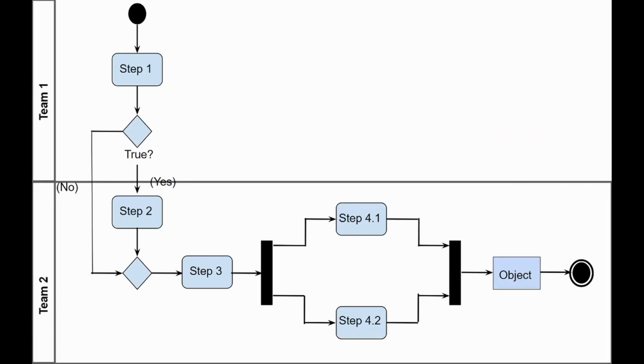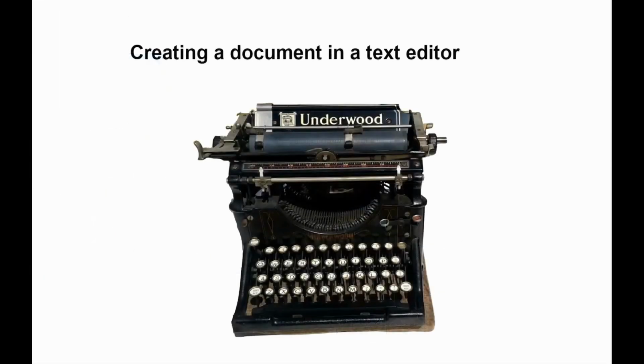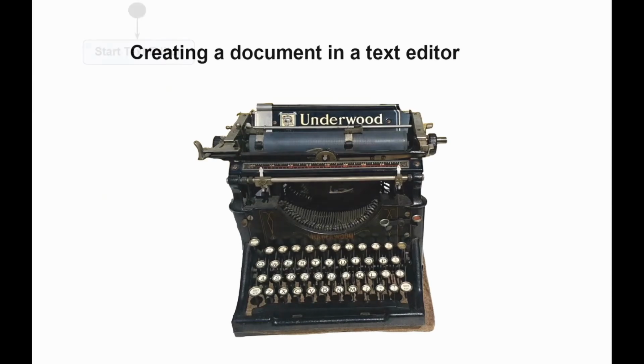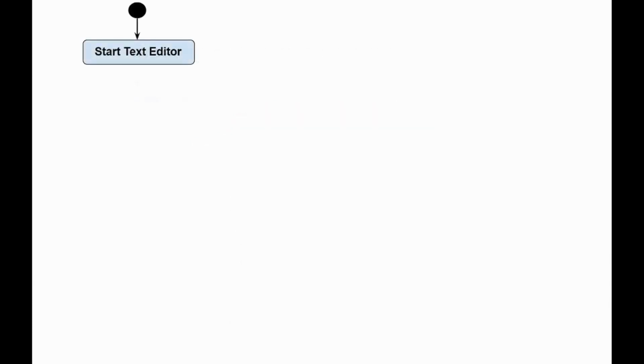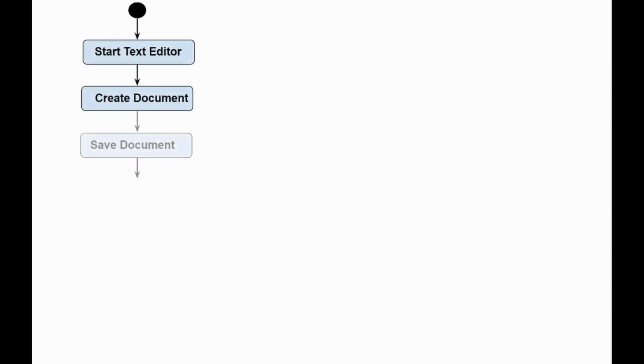Swim lane. A way to group activities performed by the same actor on an activity diagram, or simply group them in a single thread. The following steps of the activity diagram describe the workflow for creating a document in a text editor. Open the text editor, create a document, save the document, enter the text.